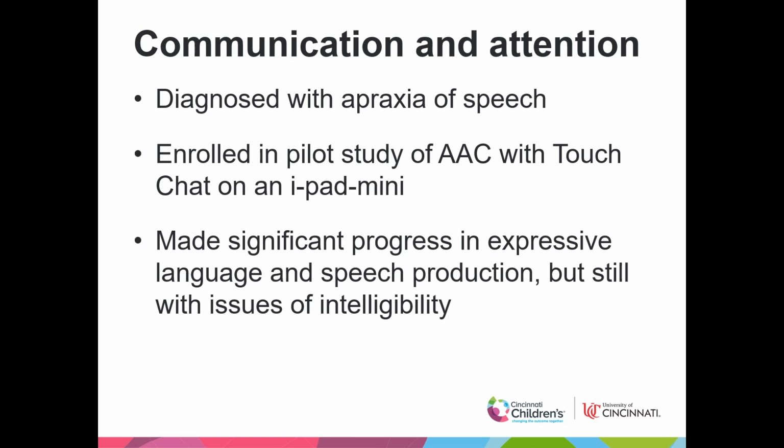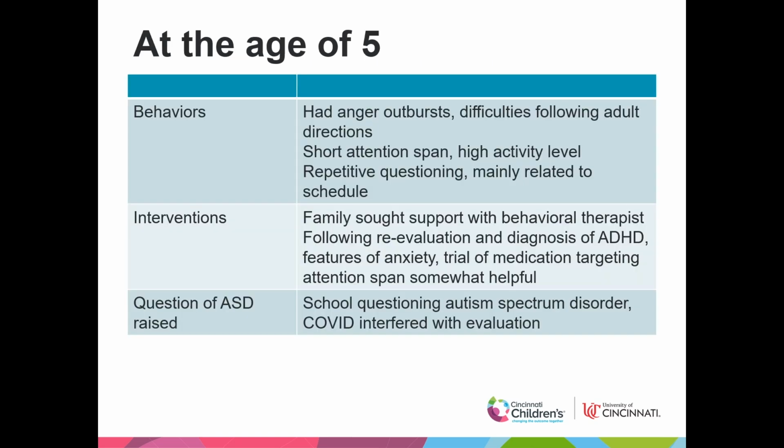Next slide. But he came back at about 5 because he was angry. He had trouble following directions. He had a high activity level, short attention span, and would often ask about his schedule. We did get him involved in behavioral intervention, and reevaluated him, with ADHD and maybe some anxiety. Medication helped a little bit. But school continued to question autism, and then COVID happened.